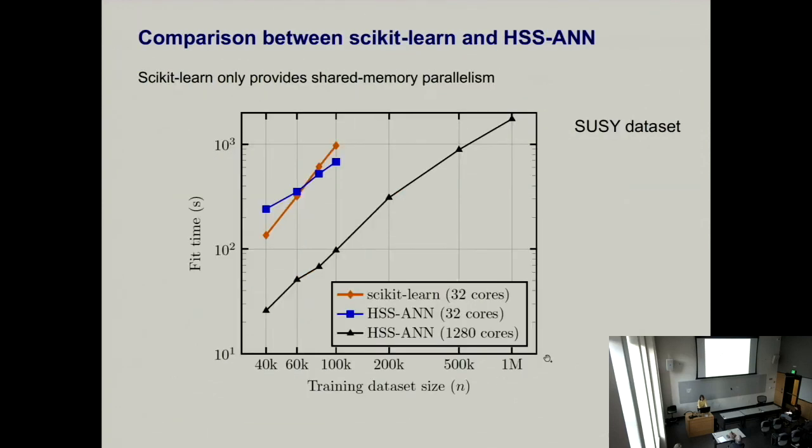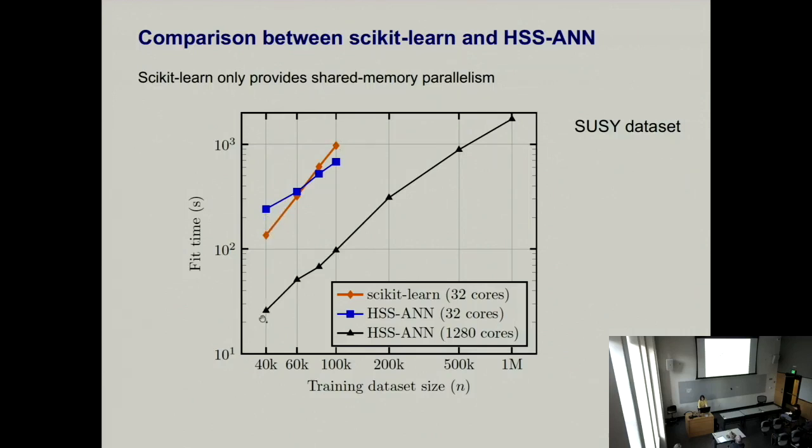Okay, so this is something very exciting, the SUSY dataset, the same thing, and we compare with scikit-learn. Scikit-learn only has shared memory parallelism, and that's this orange one. So you can see that in the beginning, they use the Cholesky factorization, order n cubed, and you can clearly see the algorithm is not scalable.